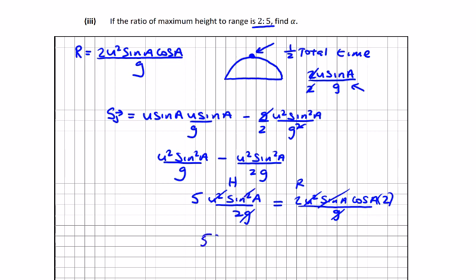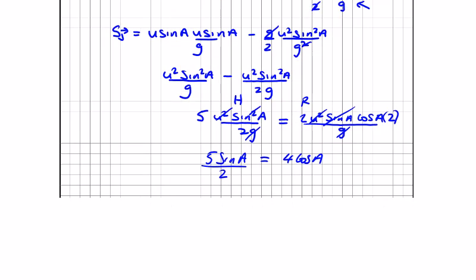I'll be left with 5 sin a over 2 is equal to 4 cos a. Sine over cos is tan, so sin a over cos a is equal to 4 times 2, which is 8, divided by the 5. Sorry, tan a is equal to 8 over 5. So that will give me a to be the inverse tan of 1.6. A gives me 58 degrees for the angle.